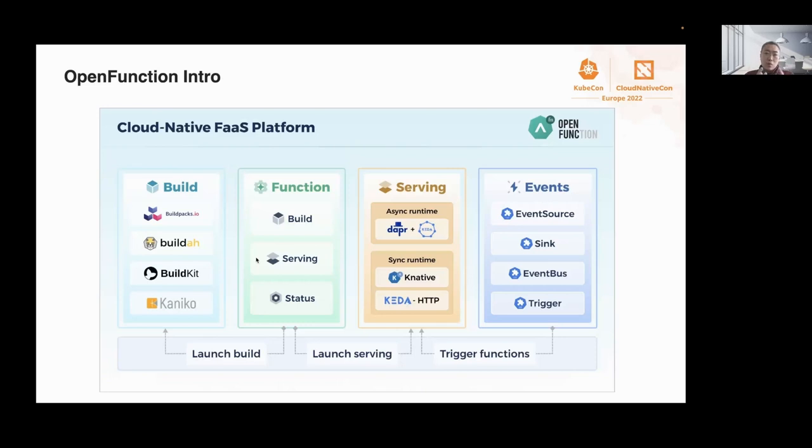So finally, what is OpenFunction? Actually, there are three components under the OpenFunction umbrella. The first is build. Now, OpenFunction supports using buildpacks, Knative buildpacks, to build function source code into container images. And the other three Dockerfile relevant build technologies can be used to build applications for now. Maybe we can also use them to build functions in the future.